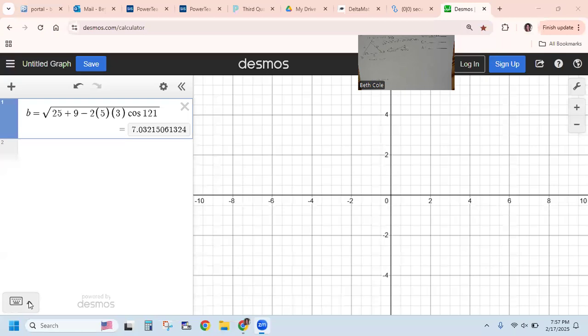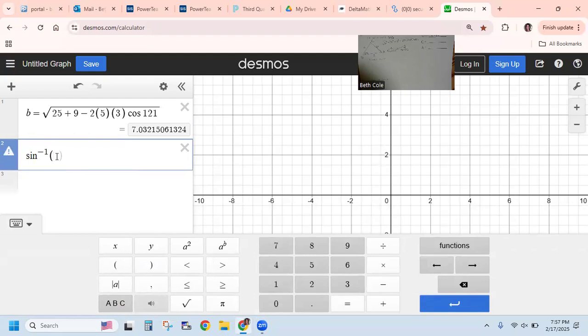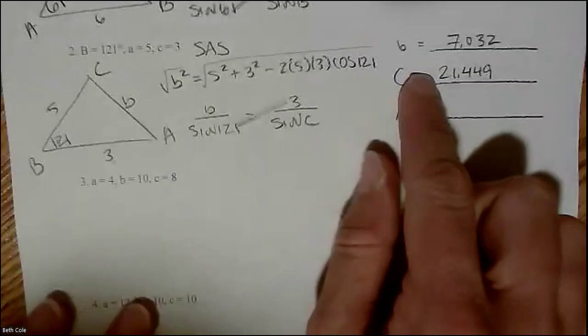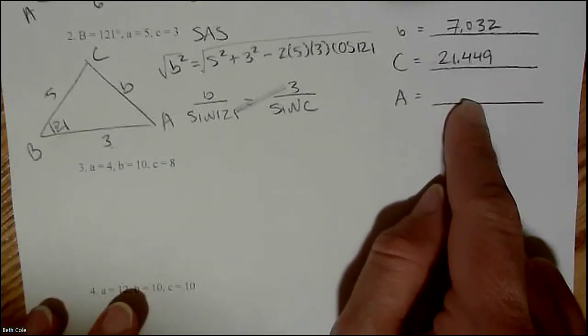All right, so I'm going to go into functions, sine inverse, and type 3 sine 121 divided by little b, which it's copy and pasting for me because I have little b right there. So 21.449. And that is angle C. So now that I have angle C and angle B, I can subtract from 180 to get angle A.